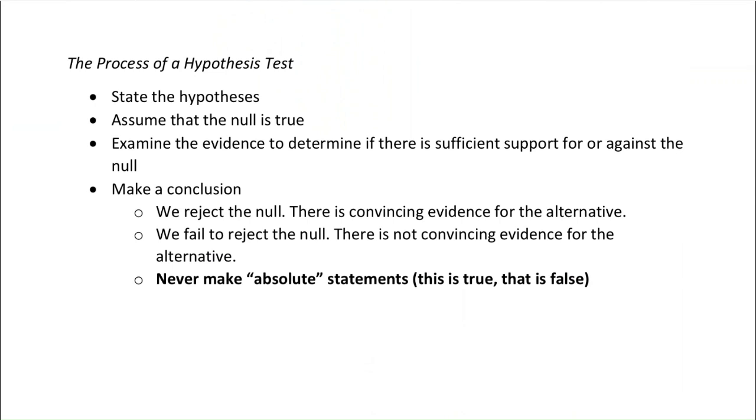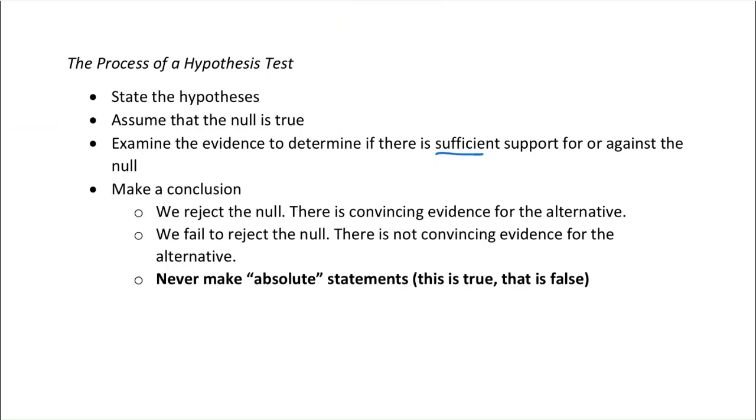We get data to determine if there's sufficient support, and that idea of sufficiency is important. We often talk about it as convincing evidence in statistics. Is there convincing evidence for or against the null? Is our evidence overwhelmingly pointing us one way or the other? And then based on that, we make a conclusion.